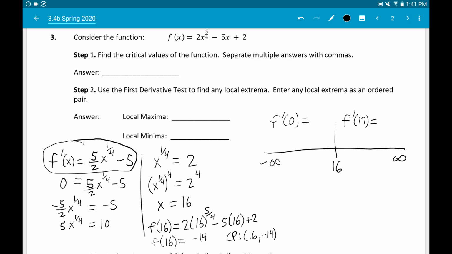If we plug in 0, that's easy enough. 0 raised to anything is 0, times 5/2 is 0, minus 5 is negative 5. So this is negative, so it's a decreasing interval. For 17, I'm just going to plug it in my calculator: 5/2 times 17 raised to 1/4 minus 5. It's an ugly decimal, so it's not exactly equal, it's about 0.08. You don't have to be exact there. You basically just want to know, is it positive or negative. 0.08 is a positive number, so this is an increasing interval.